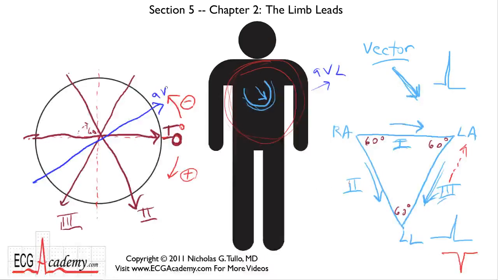So this is AVL. And likewise, AVR is drawn 30 degrees above the horizontal in this direction, pointing towards the right arm. So this is AVR. And then, of course, AVF would have to go right down the middle.